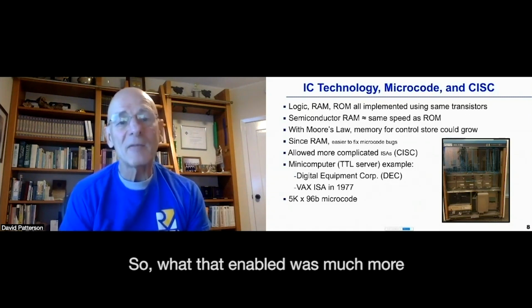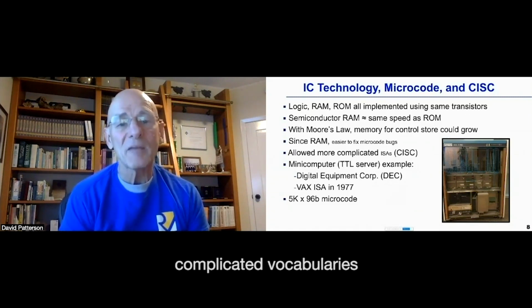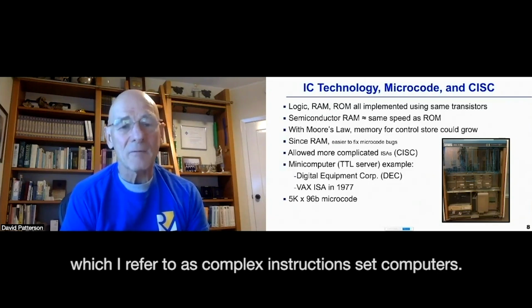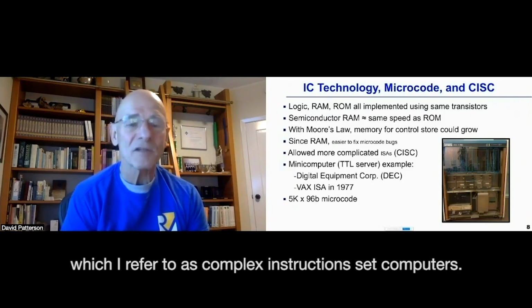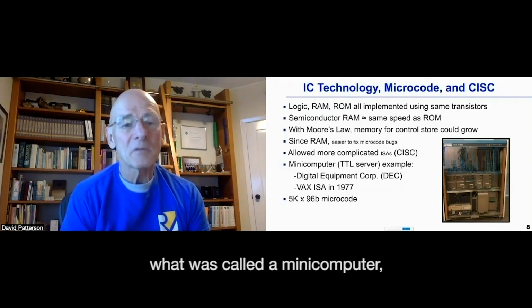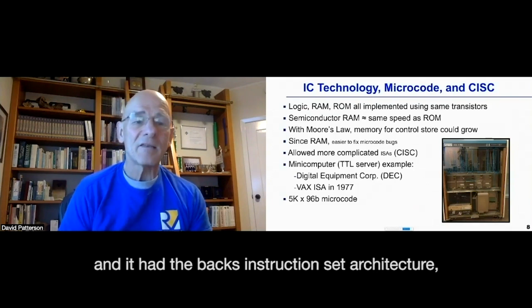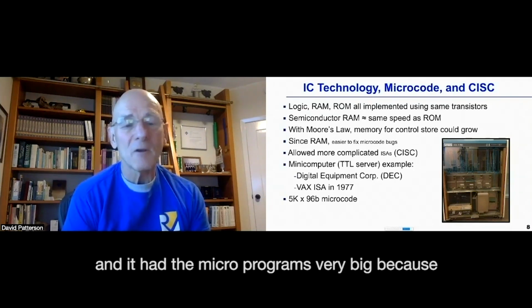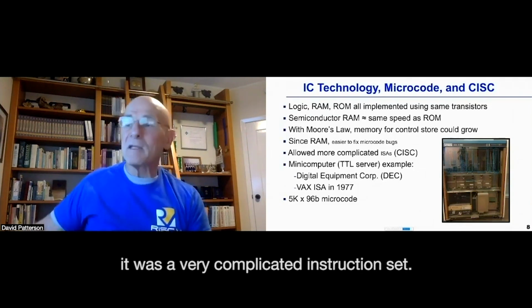So what that enabled was much more complicated vocabularies, much more complicated instruction set architectures, which I refer to as complex instruction set computers. A classic example of that time, what was called a minicomputer, had the VAX instruction set architecture. The microprograms were very big because it's a very complicated instruction set.